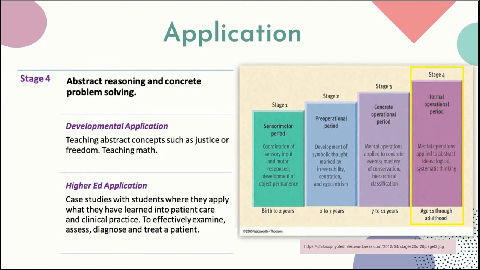Stage 4 is the final stage of cognitive development. The child's logical and abstract thinking has developed significantly. Developmentally, they learn math to enhance concrete problem solving, and they're taught abstract concepts like justice or freedom. In higher education, this is where we hope to lead our students. We can have students use authentic case studies to promote synthesis and evaluation. We can also use these studies to assess their application of knowledge and evaluate the efficacy of their treatment plans.